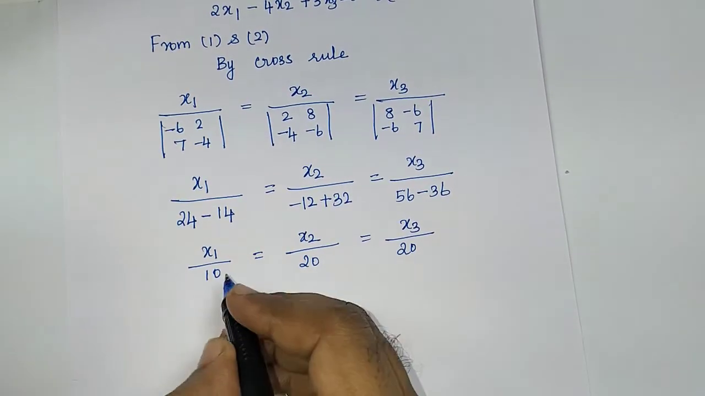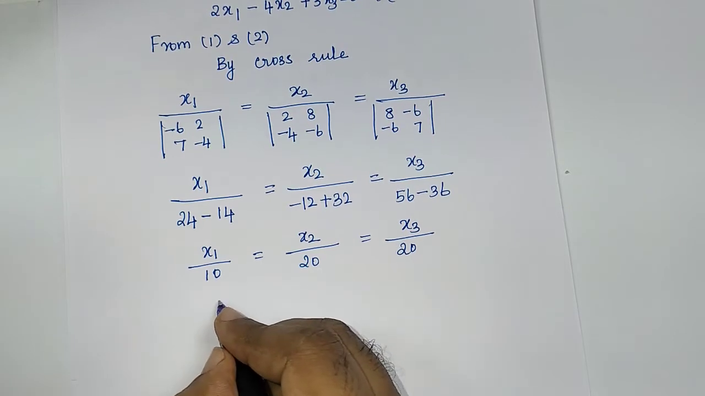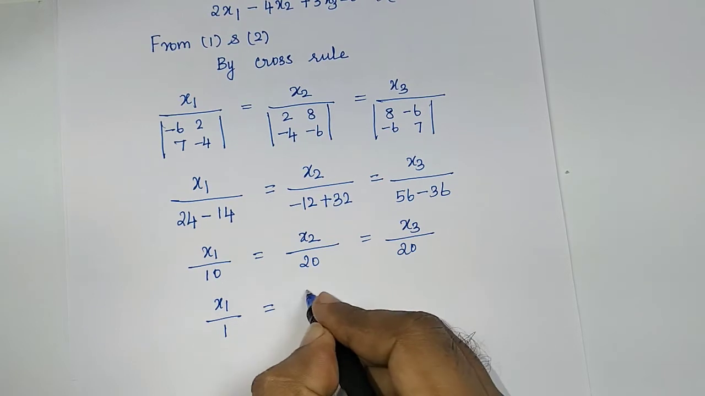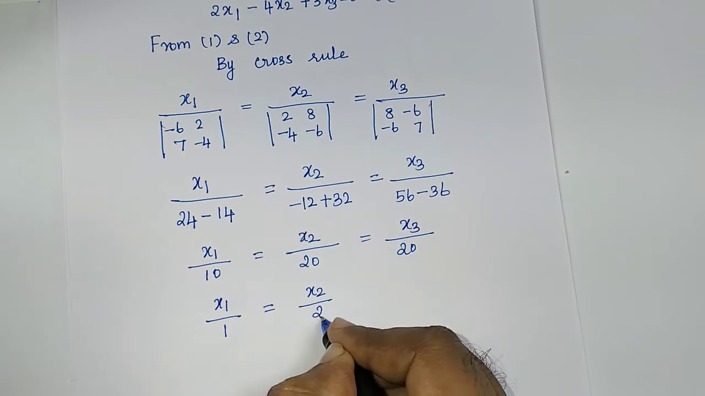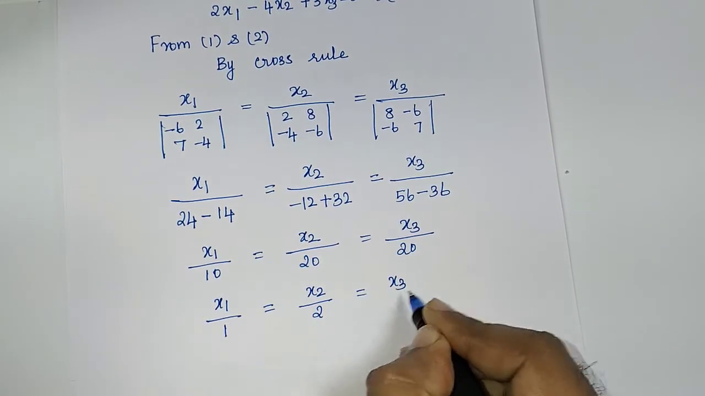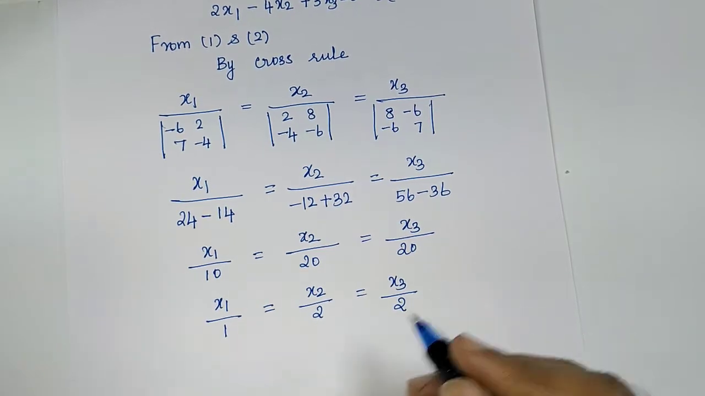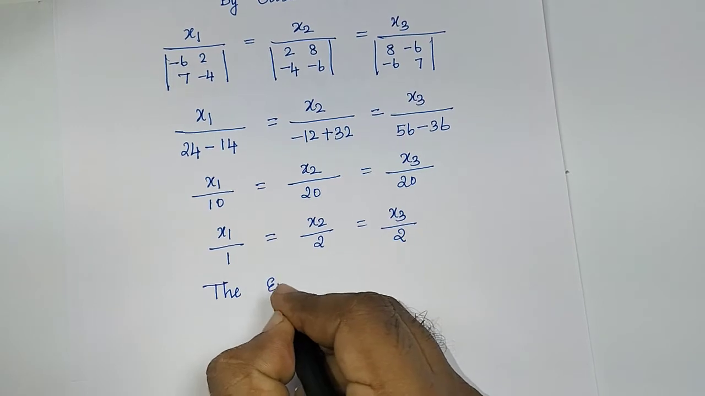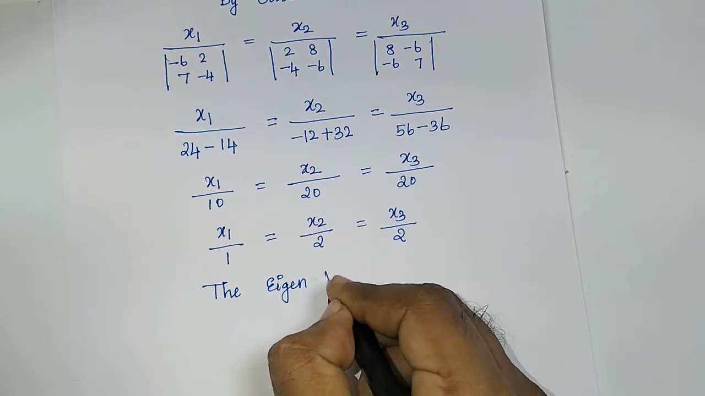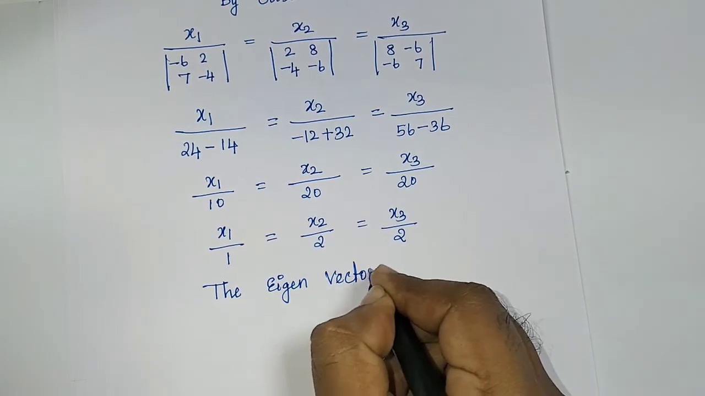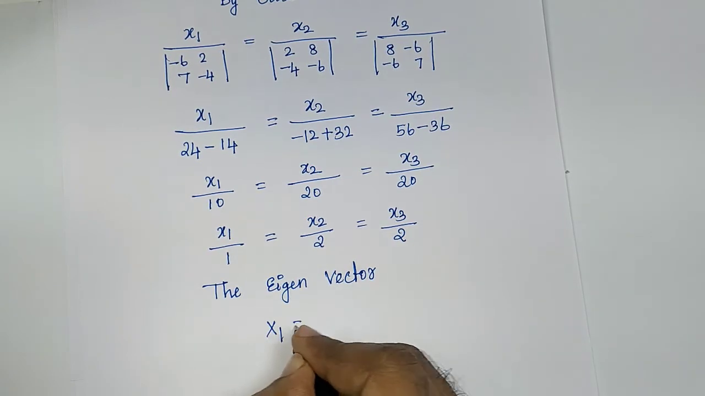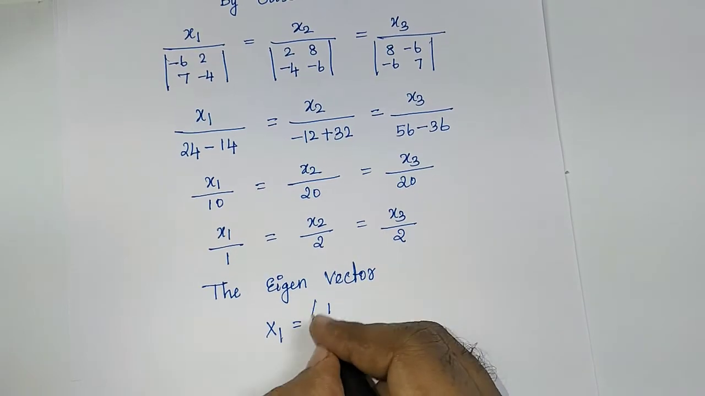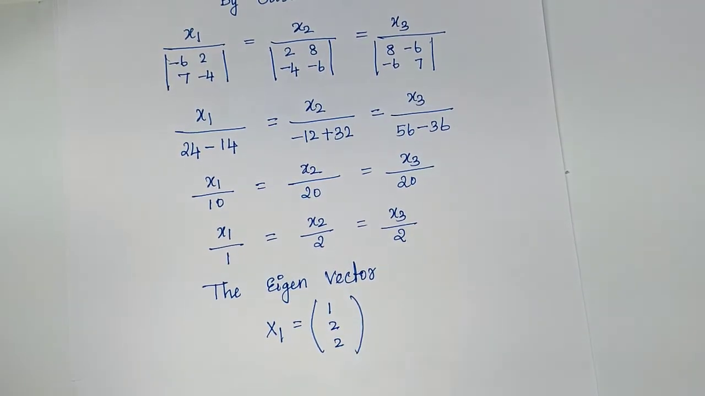So commonly we can divide it by 10. We will get x1 divided by 1 and x2 divided by 2 and x3 divided by 2. Okay, so therefore the first eigenvector x1 is equal to (1, 2, 2). This is our first eigenvector.